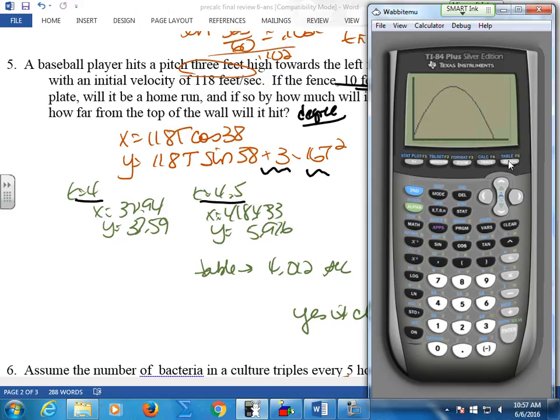Now, all I care about in this problem is when he is at 373 feet away from him, there's a fence. Does it go over that fence? Does it get a home run? So here's what your point three does. It makes it a little bit tighter in here. I'm only going point three. So if I go point five, it might take me a little longer to get there, like a little tighter. Go on, Mrs. Horn.